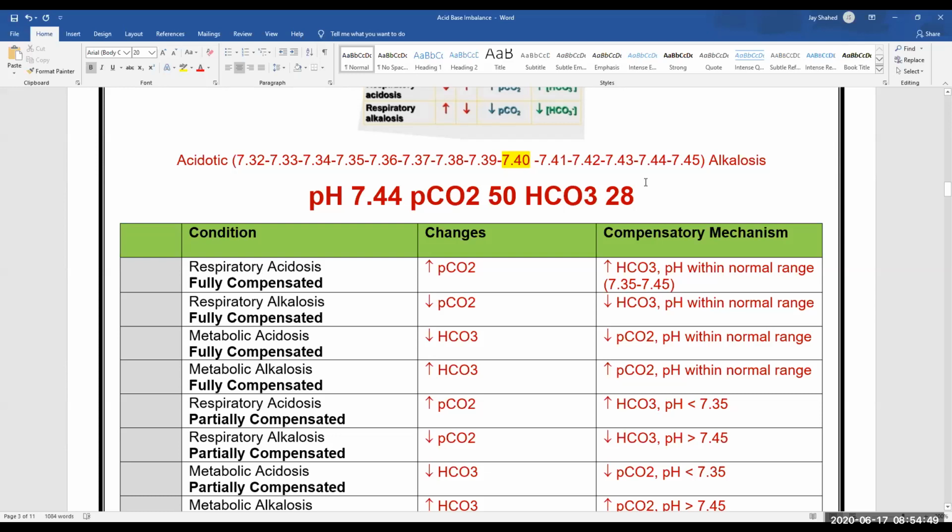Okay. But is this compensated or not? Yes, it is. So it's fully compensated, but it's more alkalosis, right? Now, usually the one that balances things out a lot more will be the one that we look at. So here, which one is closer to the normal? Is it HCO3 or is it the PCO2? The HCO3. HCO3 is closer, so it's more of what? Who's trying to compensate here? The PCO2 is trying to compensate to the HCO3.